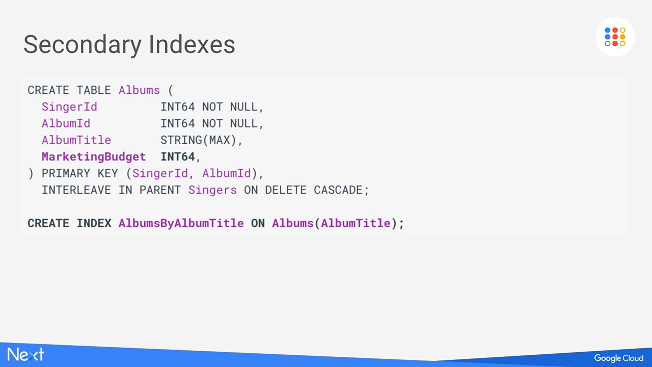In this case, we've got a table that has marketing budget, which is an integer. We've defined the primary keys in the parent table, and now we've added a statement in our DDL that says create index AlbumsByAlbumTitle on Albums, where the key is the column AlbumTitle. What this does is allow us to more efficiently query the table Albums without having to do a table scan of the entire primary table. Pretty straightforward.